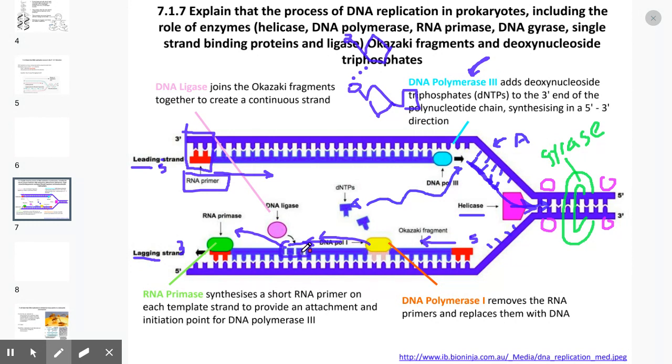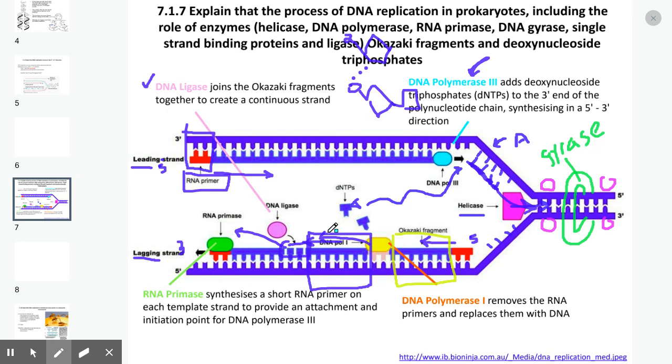So those little spaces, we fix them with an enzyme called DNA ligase. And what it does is it joins these fragments together, which are called Okazaki fragments. So these little pieces of DNA are called Okazaki fragments, the ones in between, because we're kind of going backwards. I mean, we're still going 5' to 3', but as we move this way, we're going to go backwards.